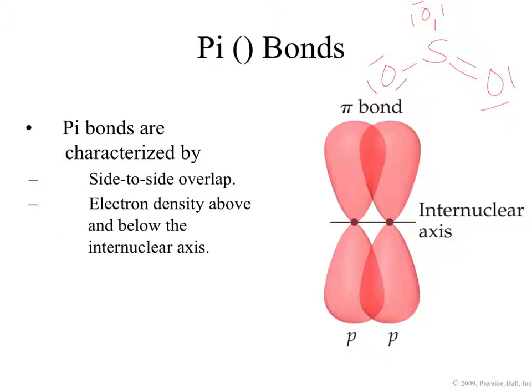So this pi bond is going to be characterized by electron density above and below the internuclear axis. If right here we have the sulfur nucleus and this is the oxygen nucleus, the pi bond is occurring above and below where these are. Whereas the sigma bond, which is the regular single bond, that's occurring in between. So now we're going to talk about pi bonds and look at some pictures.